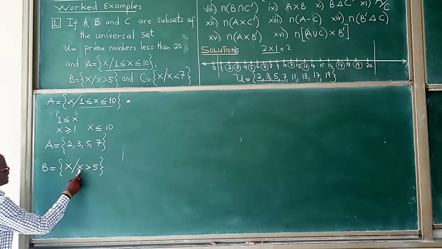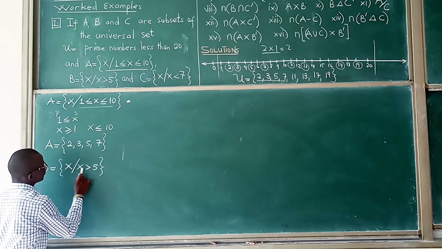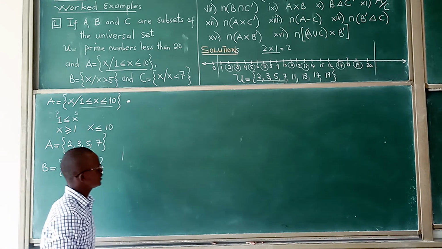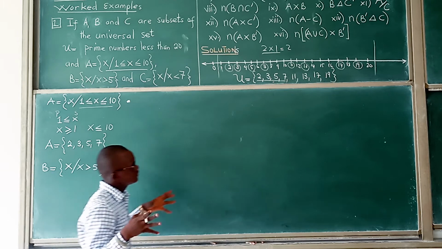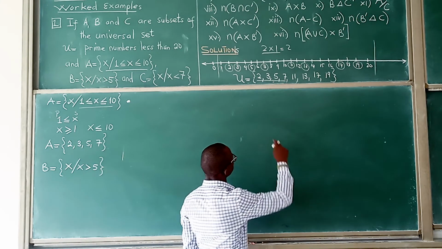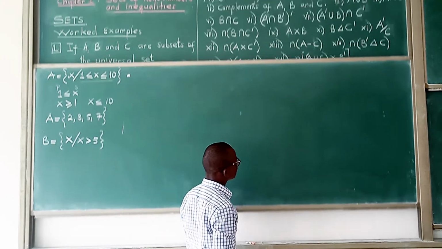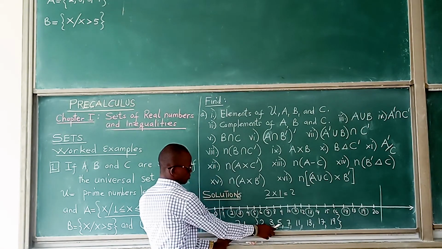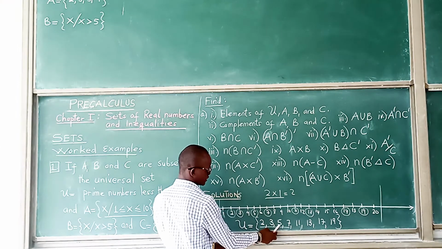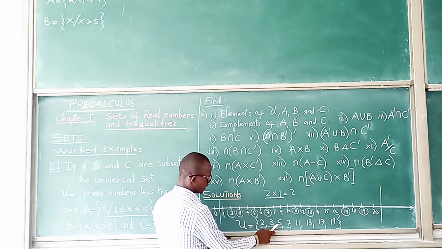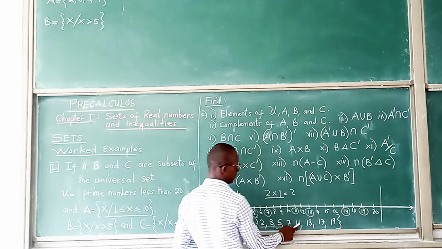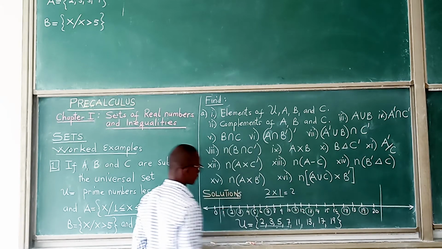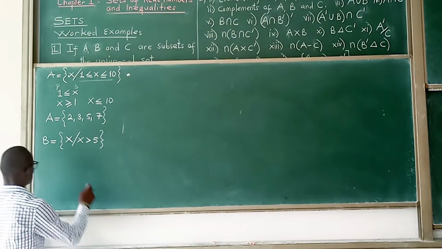Now, they are saying that x should be greater than 5. Mind you, you are not going to select just any other number. Your guardian for this whole thing is your universal set. If x should be greater than 5, it means you should select all those numbers from the universal set that are greater than 5. So it should be 7, 11, 13, 17, and 19. Those are the elements of set B.